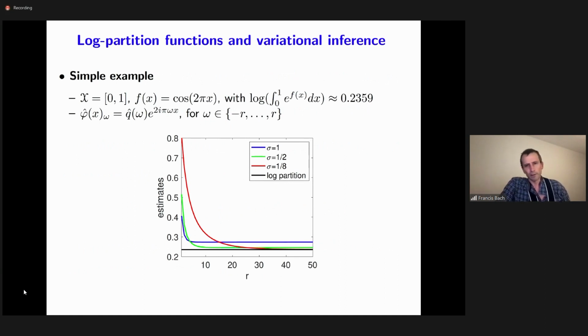Here is a simple example in 1D, just to show that you can solve that problem in simple cases. I take a simple f in 1D, I get a value for the log-sum-exp function, and I'm taking phi of x, which is a finite basis here, and I increase the number of basis elements. I take various sigmas, and I always get upper bounds. As I get more and more frequencies, I converge to the true log partition function. This is just to illustrate the fact that we get upper bounds.